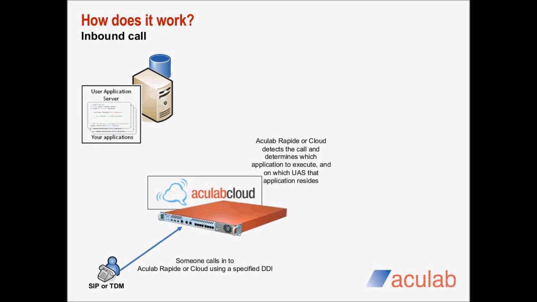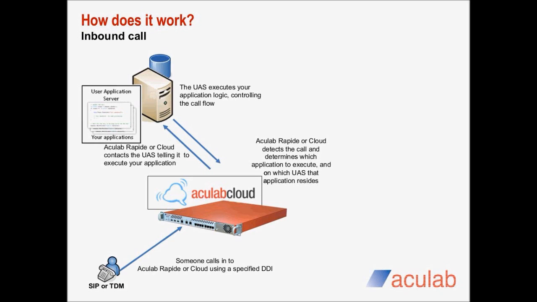Once it finds out which machine owns the application it needs to run, that machine then comes back and tells either Cloud or Rapid, okay, this is the call flow you need to follow. This is what I want you to do. I want you to record this call. I want you to play a file. I want you to say this text to speech. I want you to perform a conference application, etc. So these are examples of things you might want to do in terms of application.